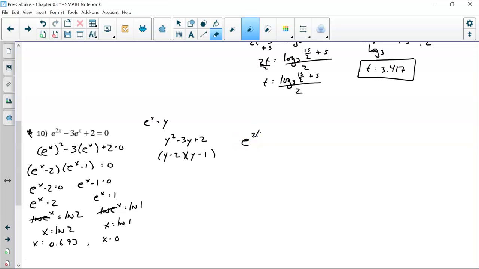And you could check. e to the 2 times 0.693 minus 3 e to the 0.693 plus 2 equals 0. And you get a value that's 0 equals 0, or at least very close to. Then for the other one, e to the 2 times 0 minus 3 e to the 0 plus 2 equals 0. You'll find you get a value of 0 equals 0. So they both work. They were both valid solutions.